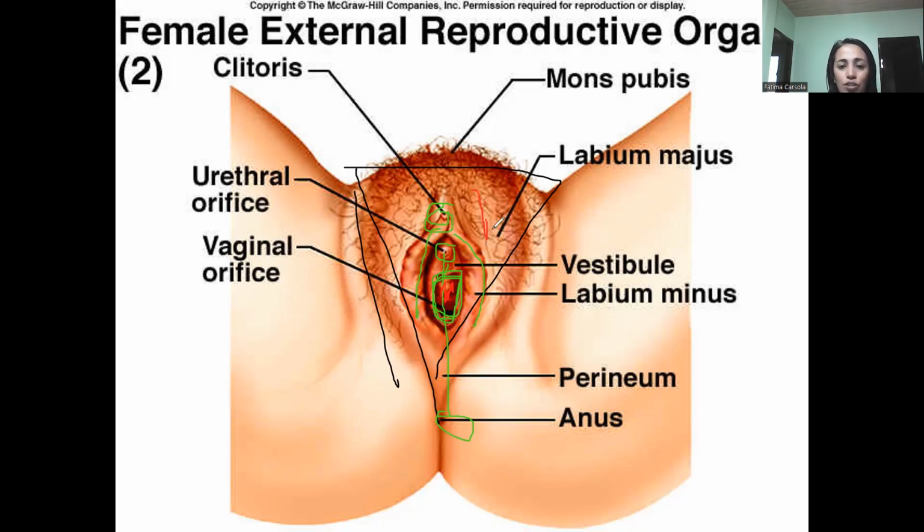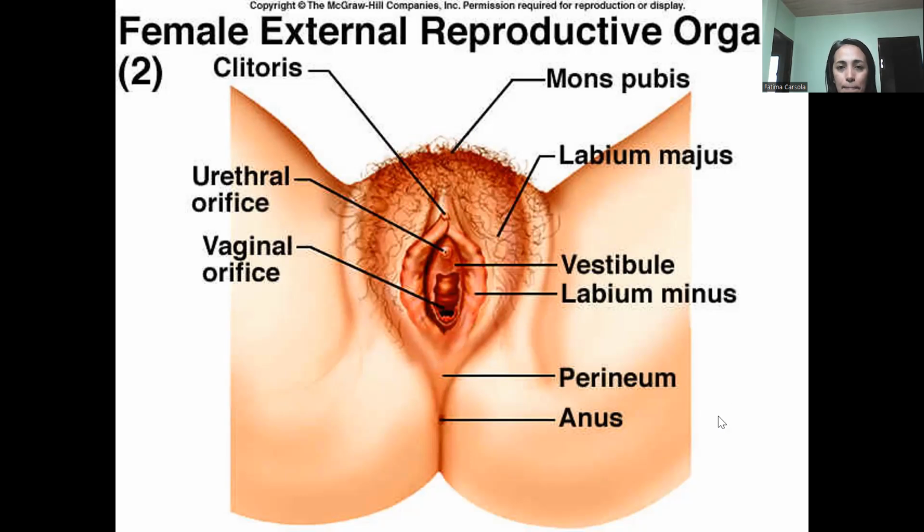Okay, so this is the labia majora. You could see the escutcheon in it. This is the symphysis pubis, where when you palpate this one, you would feel the symphysis pubis. So that's the mons pubis. Under it is the symphysis pubis.